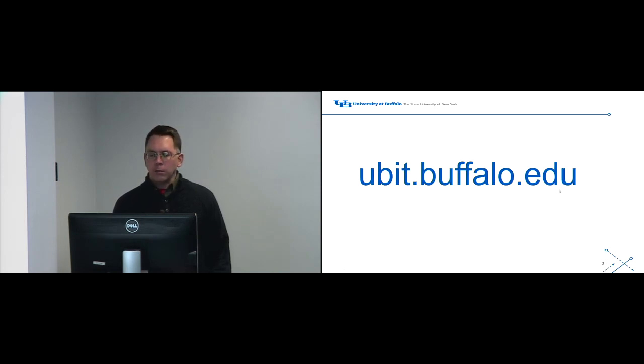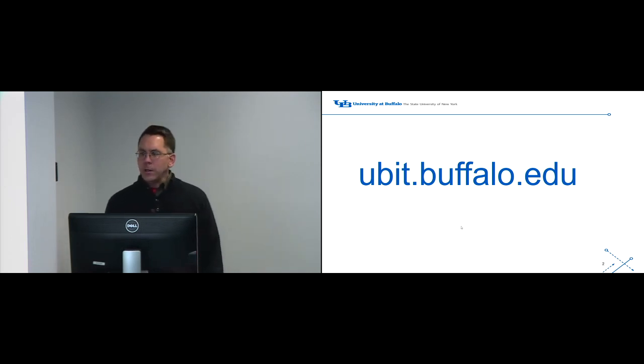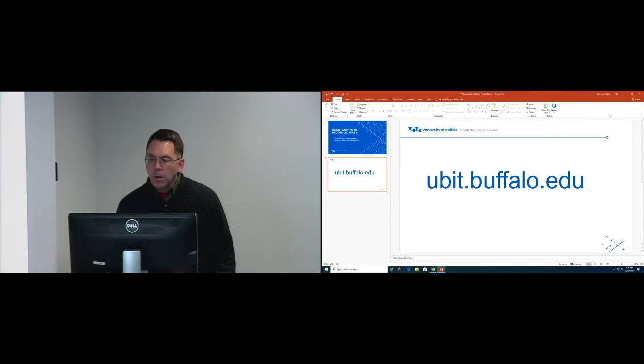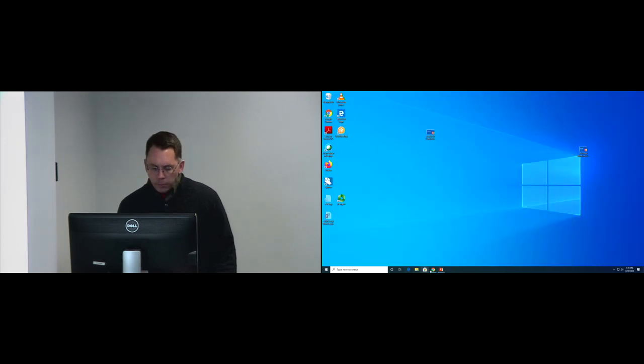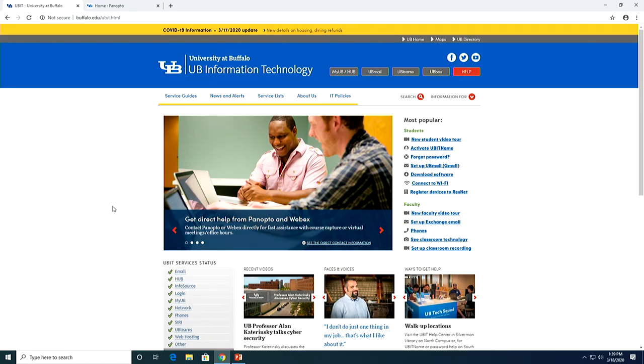So to do this, what you want to do is go to ubit.buffalo.edu. And when you do this, you will come to this website. This is the main UB support website. There's a bunch of different information here which you will find helpful. Today we're going to focus on Panopto though.